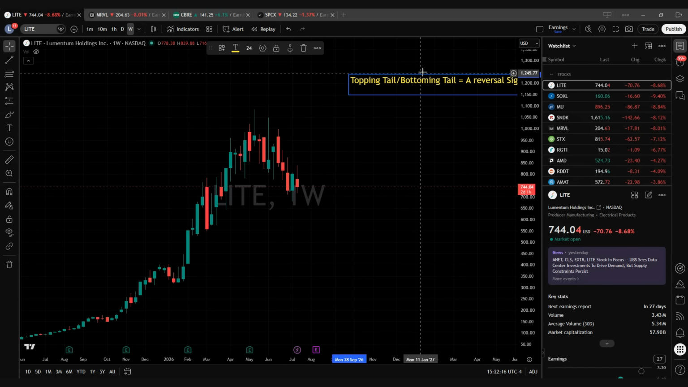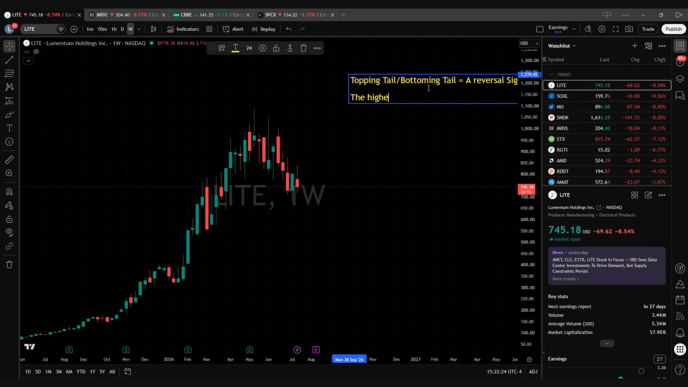I'm going to give you a list of criteria. You're looking for a topping tail in this case. It has to occur at the highest point in the last 90 candles. Okay, whatever time frame you're talking about, daily, weekly, hourly, 10-minute, 1 minute, doesn't matter. It has to be the highest point, or lowest point for a bottoming tail, in the last 90 candles. Okay, the candle size, the wick must be at least 50% of the length.